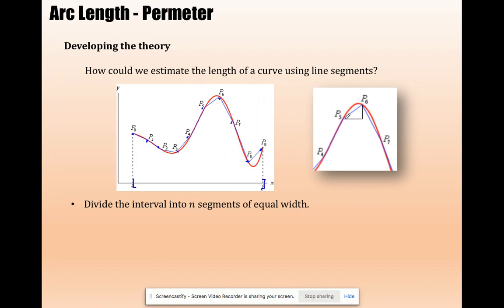Look at what I drew. Going from 0.5 to 0.6, change my X, change my Y, and I get a hypotenuse.